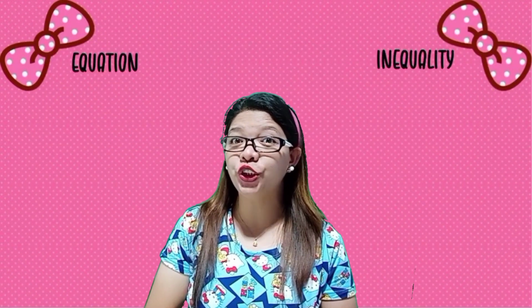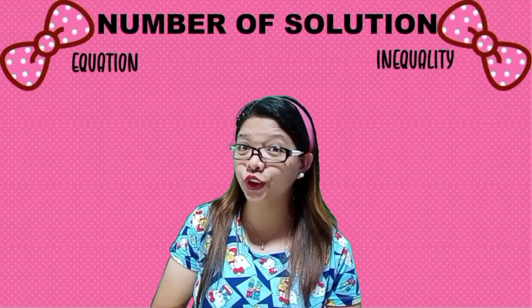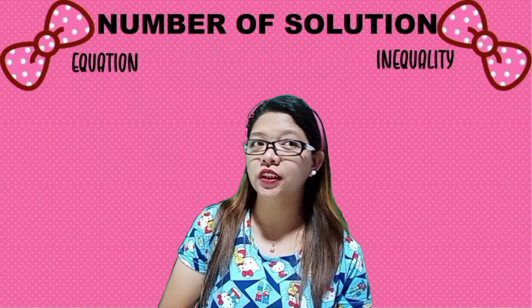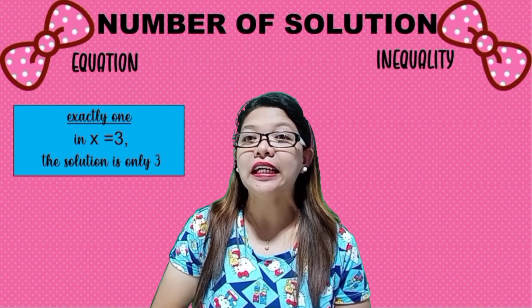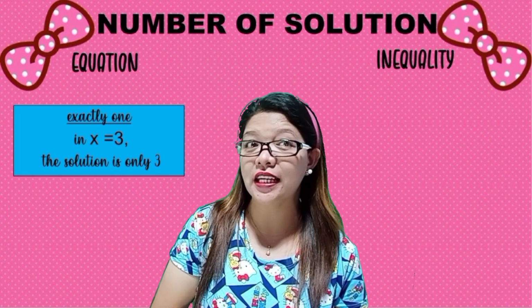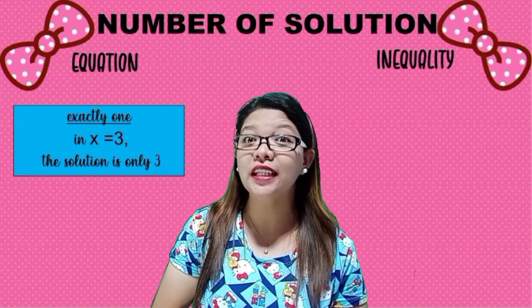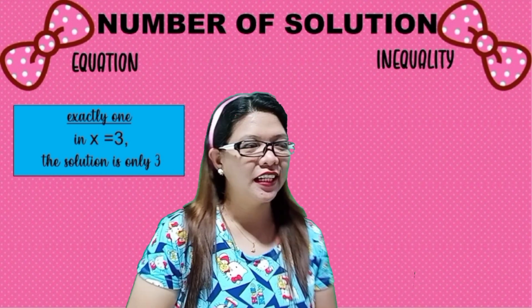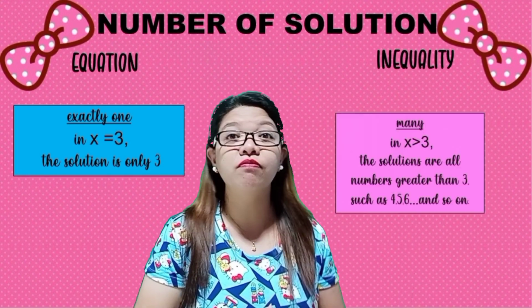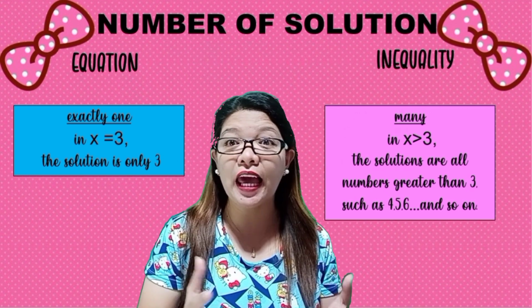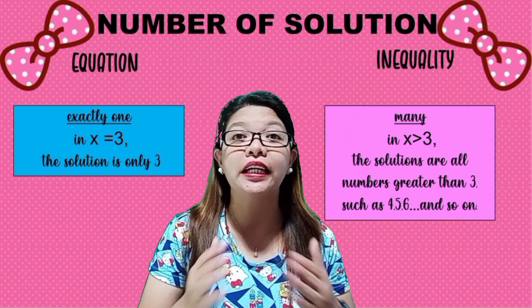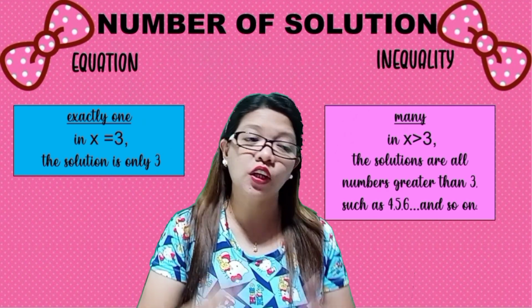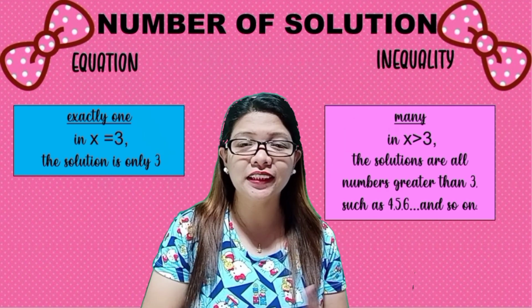Now let's differentiate using the number of solutions. For equation, we have exactly one solution. Example, in x equals 3, the solution is only 3. In inequality, we have many solutions. In x is greater than 3, the solutions are all numbers greater than 3, such as 4, 5, 6, and so on.